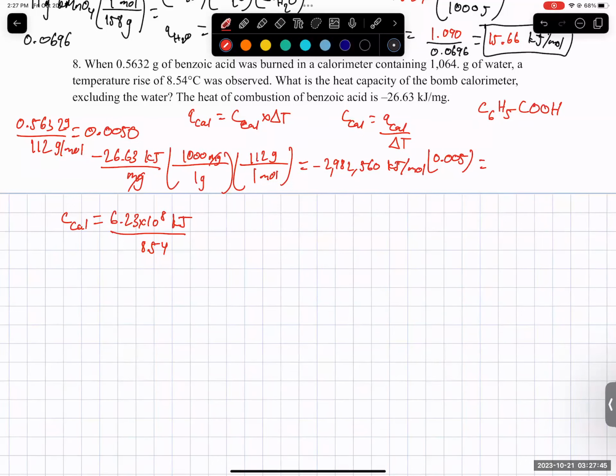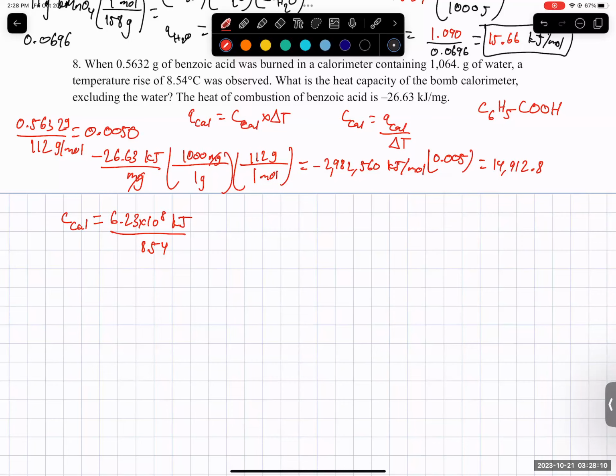So, negative 2,982,560 times 0.005. Now this is the right amount of kilojoules. Damn. Okay, 14,912.8. It goes to show you can still have a dumpster fire during the test, and as long as you catch your mistakes, you'll be fine.